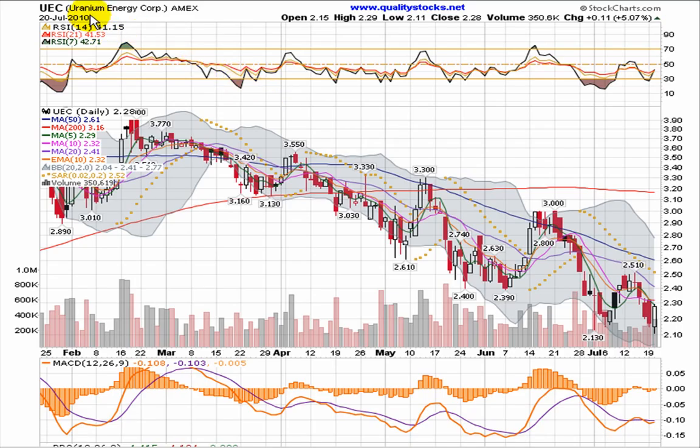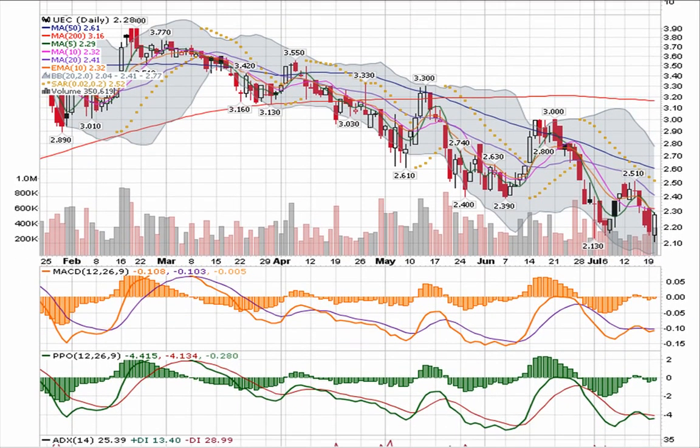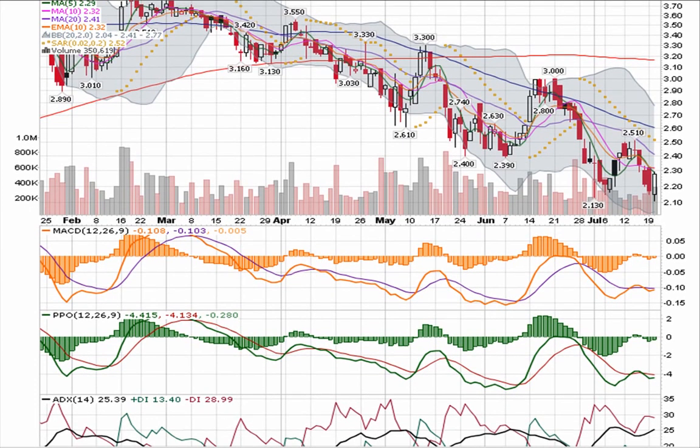And today we're going to be taking a look at Uranium Energy Corp. This is an AMEX stock trading under the ticker UEC. First and foremost, we see it's in a bit of a downtrend. We'll come back and take a look at the candles in a moment. We're looking for signs of reversals here at this point.